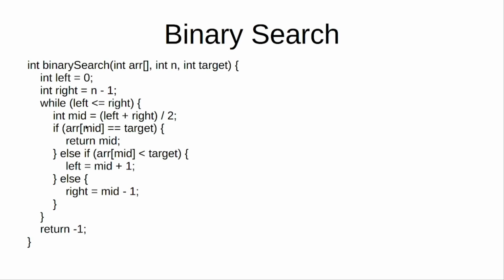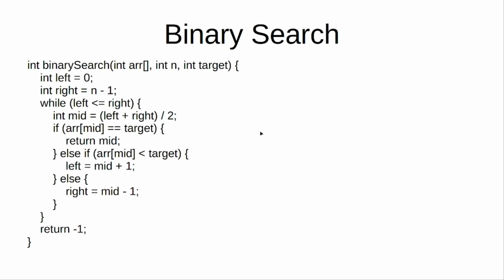So while this condition is true, the middle is going to be the left plus the right divided by 2. This is how you compute the middle index of the current search range. Right now we're at the very beginning, so it's just going to be the middle of the array. And if you find the target, so if array mid is target, then return that index and finish, right?